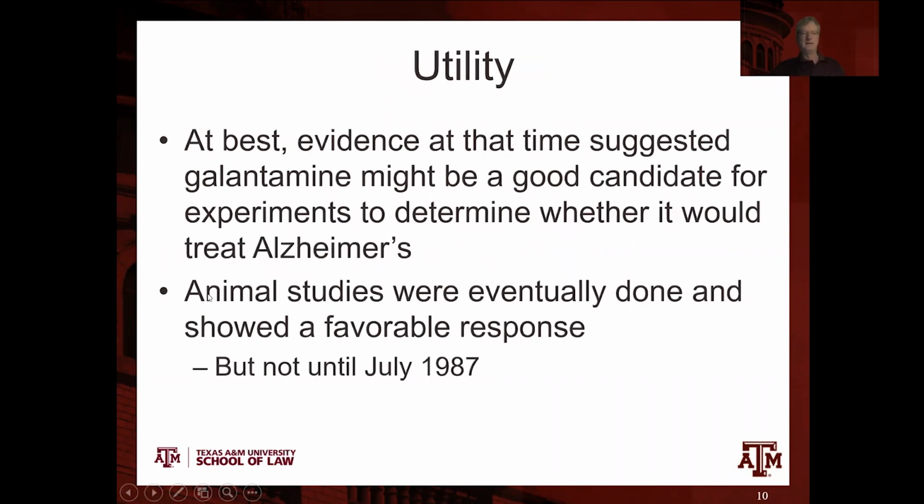And here in January 1986, at best, the evidence suggested that this particular compound, galantamine, would be a good candidate for experiments to determine whether it would treat Alzheimer's, but it was not really known whether it would actually work or not. Some animal studies were eventually done, and they showed a favorable response for animals suffering from a similar condition, but that was not until after the application was filed, and indeed after it issued in May of 1987 as a patent. That was not known until July 1987. Again, the utility must be known or shown as of the filing date of the application.